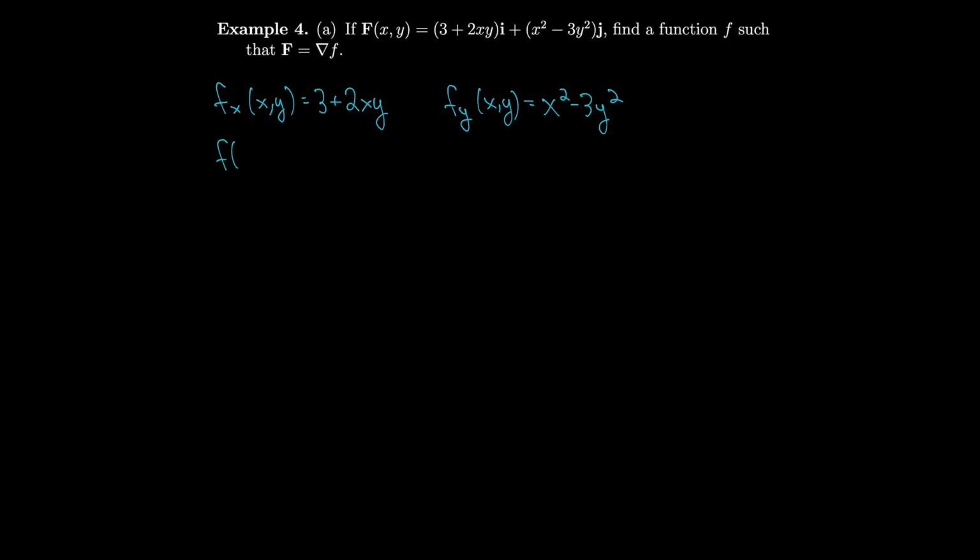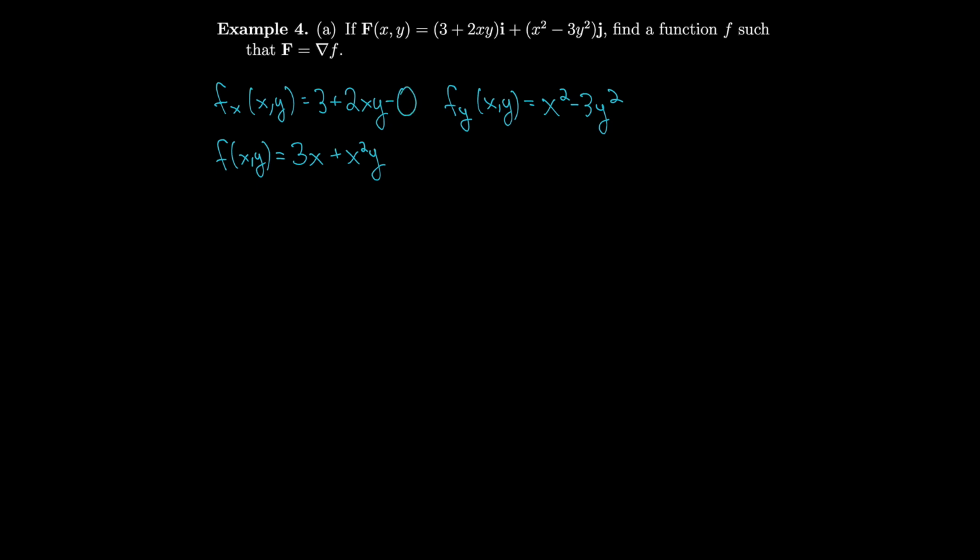So I'll end up with our function, our potential function f of x y equal to, instead of 3, I'm going backwards with respect to x, so I get 3x, taking the antiderivative. Instead of 2xy, I get x squared y, because y is constant. However, I have to be a little bit careful.